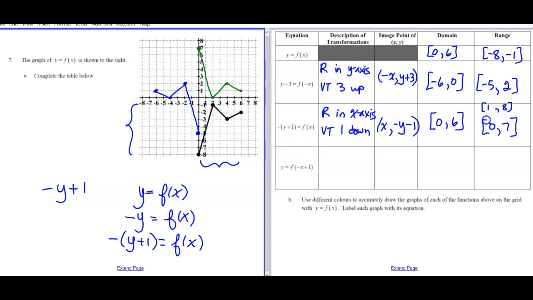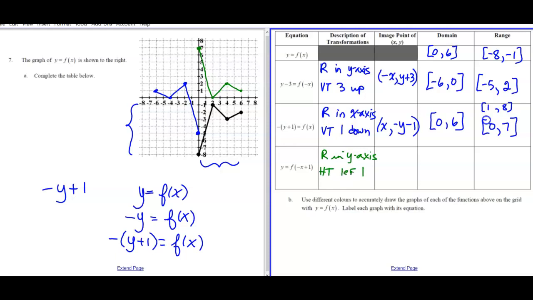So this one, if I'm building that equation, I've got to be careful. You have to do reflections first. So if you are thinking that this is a reflection in the y-axis, you are correct. If you're thinking this is a horizontal translation, left 1, you are wrong.